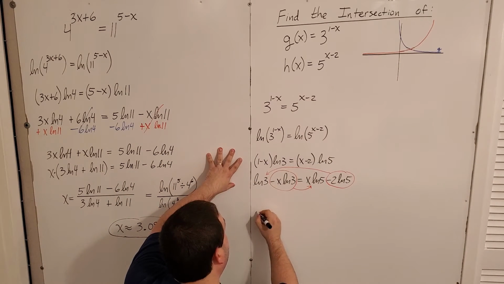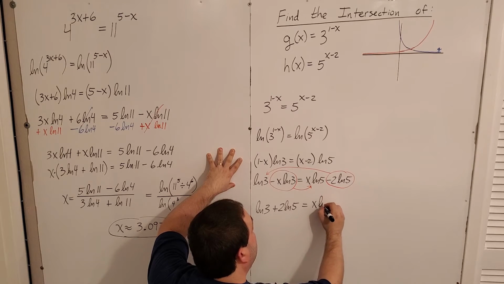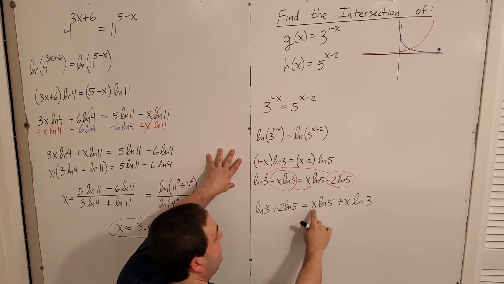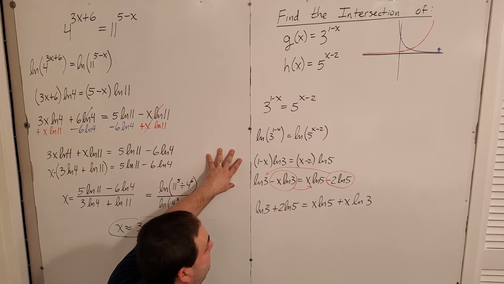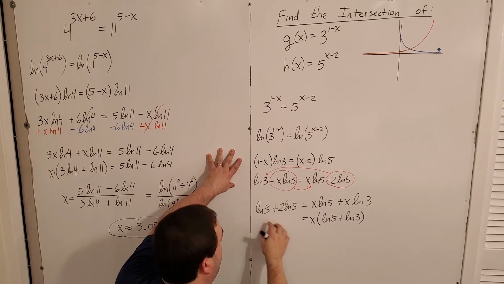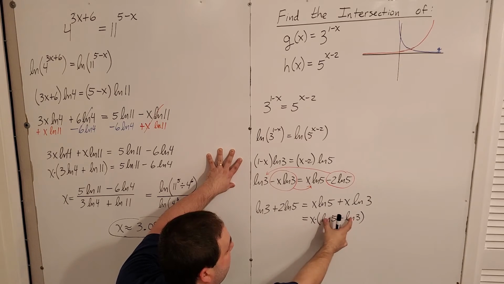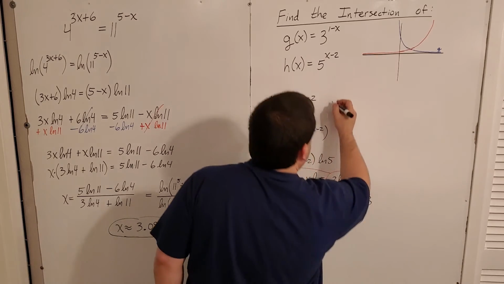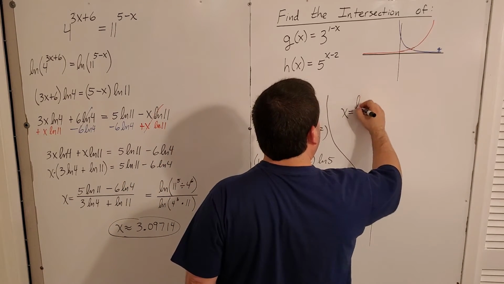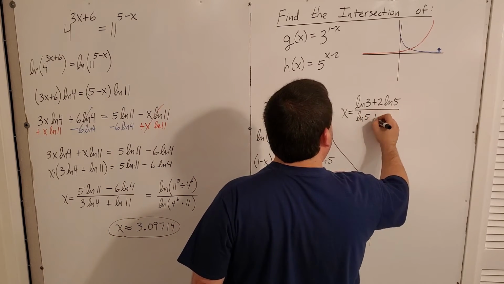So that gives me ln of 3 plus 2 ln of 5 is equal to x ln of 5 plus x ln of 3. From here, I want to get a single x, so I factor out the x. This side's still the same. And then I want to divide both sides by this whole number that's times the x. That means that I have x is equal to ln of 3 plus 2 ln of 5 divided by ln of 5 plus ln of 3.